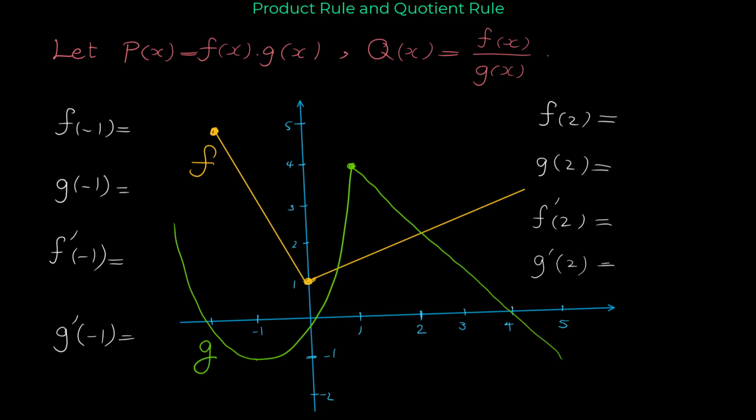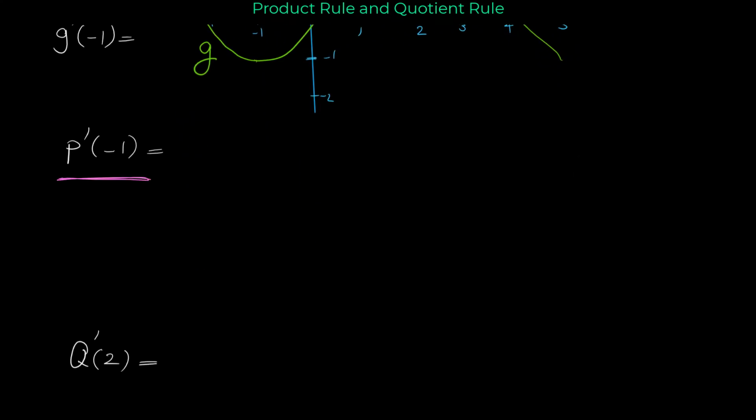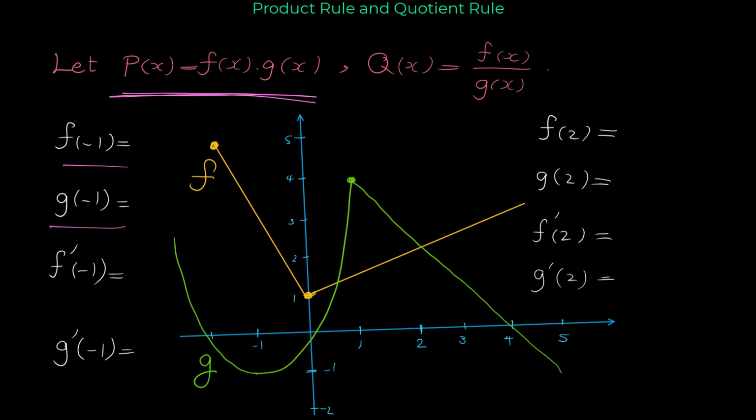And now we want to answer these questions. What is f of -1? What is g of -1? And other questions that you can see here. And finally, we want to answer these two important questions. What is p prime of -1? And what is q prime of 2? And attention, function p and function q are the functions that are defined here. P is f times g and function q is f over g.